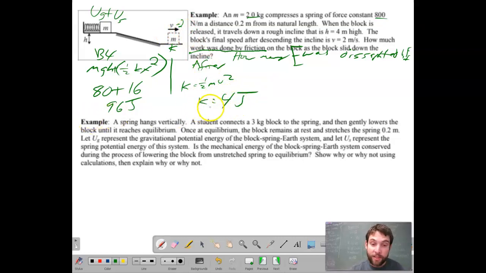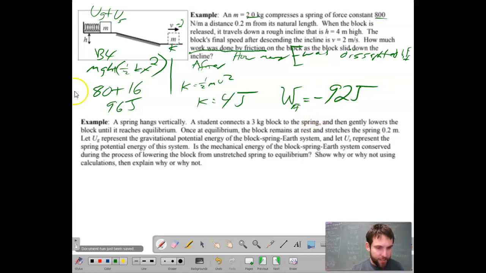We have much less kinetic energy after than we had total energy before. How much less? That is the amount that work done by friction was. So friction removed 92 joules of energy from this system. So the work done by friction, or a non-conservative force in this case, is negative 92 joules. Negative because we are losing that energy to the environment.